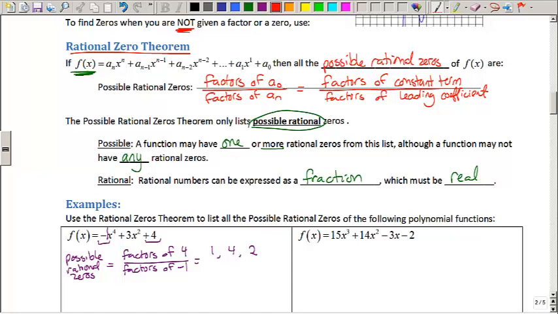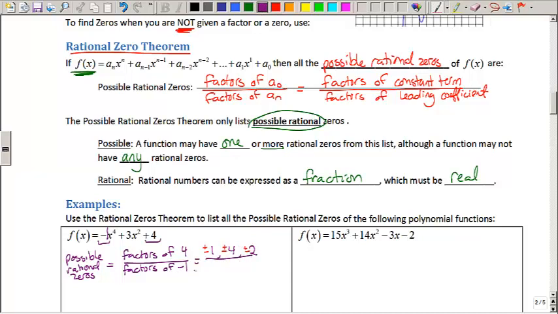And we didn't say they had to be positive, so we can actually include negative factors. We could have a negative 1 times a negative 4. And we also have a negative 2 times a negative 2. So not only do we need to include the positive numbers, but we also need to include the negative numbers.